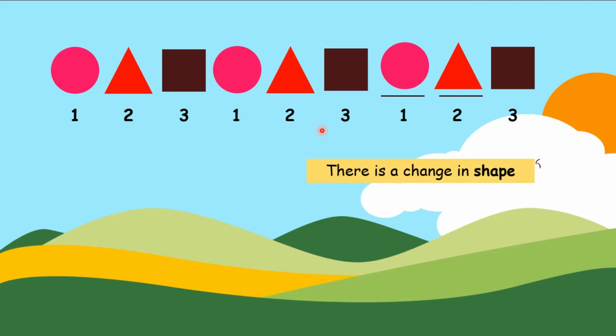And there is a change in shape. Terdapat perubahan atau pola ini adalah berdasarkan bentuk. Okay, my students? Continue.